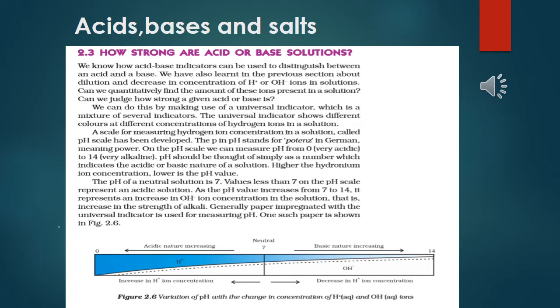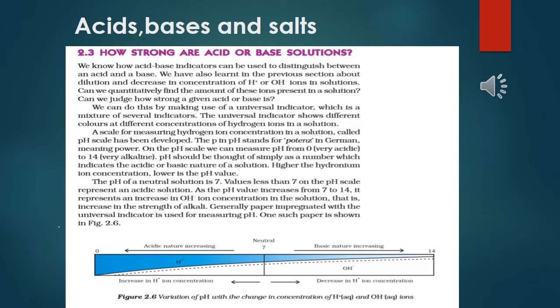We have also learned in our previous section about dilution and the decrease in concentration of hydrogen ion or hydroxide ion in a solution. We can do this by making use of a universal indicator, which is actually a mixture of several indicators. The universal indicator shows different colors at different concentrations of hydrogen ion in a solution.